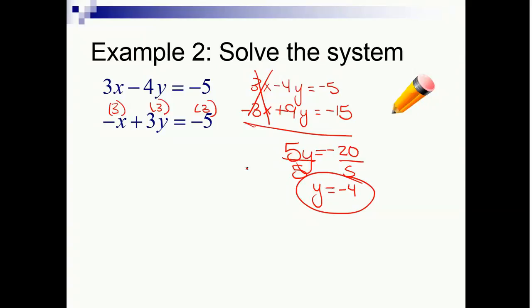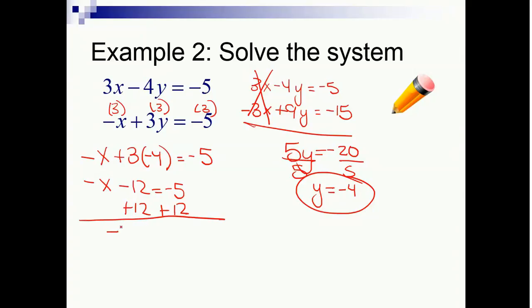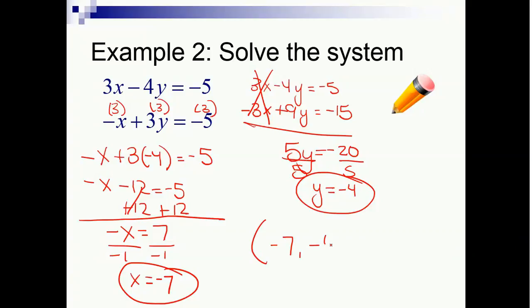So now I need to get x. Let's plug it into, let's go to the bottom. It looks a little easier on the bottom. Negative x plus 3 times my y, which is negative 4, and negative x minus 12 equals negative 5. Add 12 to both sides. Negative x equals 7. Divide by my negative 1. x equals negative 7. So my ordered pair, negative 7, negative 4. Wonderful.